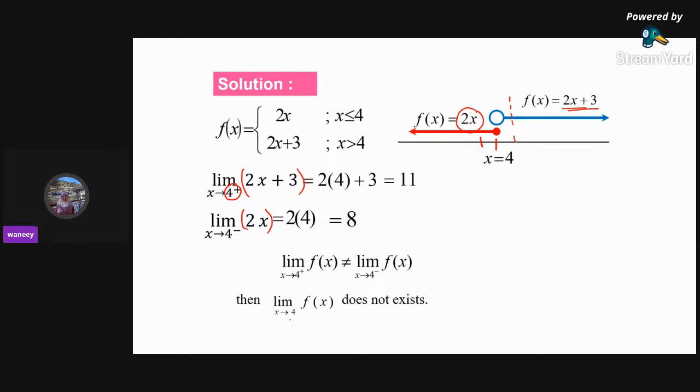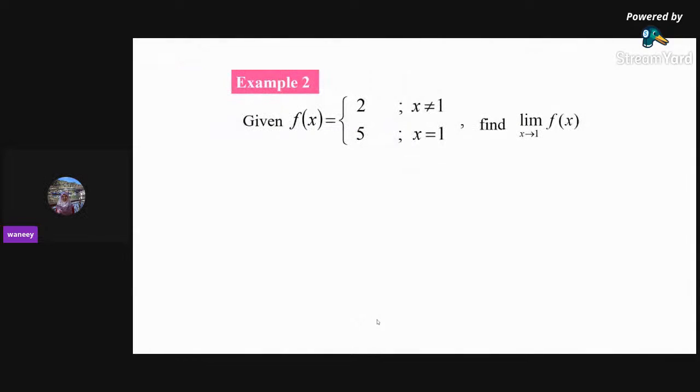Therefore the limit for x approaches 4 for f(x) does not exist. So sometimes we call that DNE, does not exist. Okay, so let us go to the second example and let's see whether you can guess it or not.